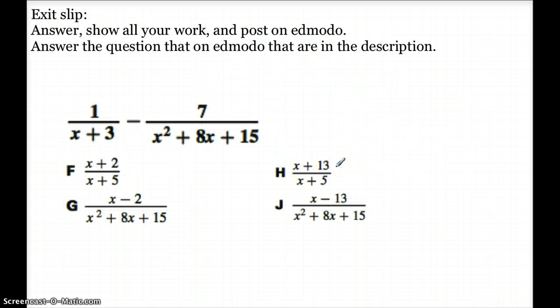Okay, here's your exit slip. There should be some questions online. Do not let them be late. You will not leave this classroom until these are answered. So make sure you have these ready.